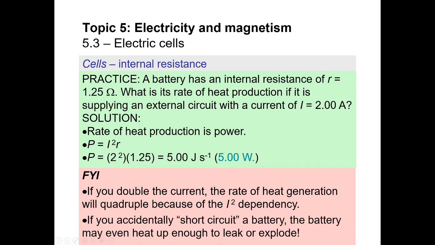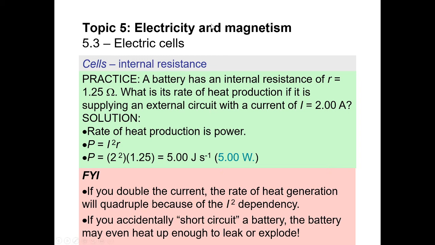Something interesting to note, and this is at the bottom of the page, is that because power is proportional to I squared, if you double the current, the power increases by a factor of 4. If you quadruple the current, the power increases by a factor of 16. So just pumping the current a little bit more will incredibly increase the temperature of your battery. It will increase the energy produced per unit time exponentially.